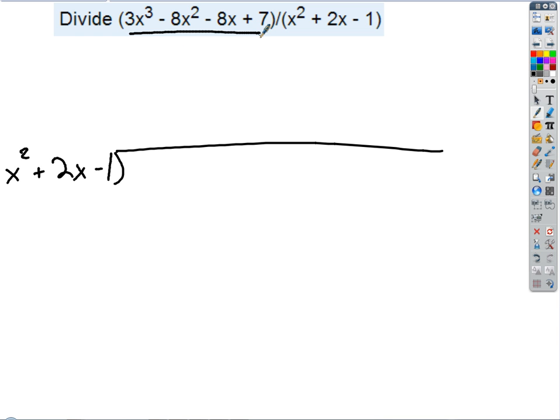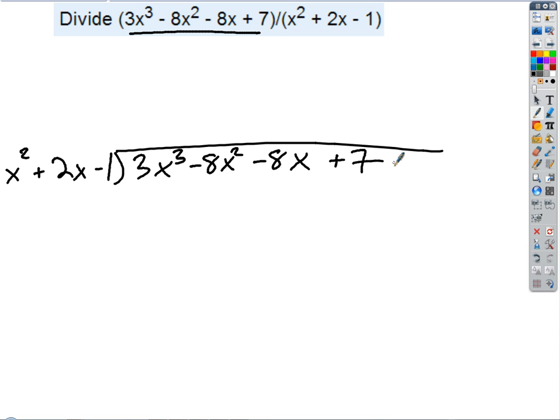Okay, so we don't have any missing terms, but if we did, remember I have to have a column for each power of x. That's essential. If you don't do that, you're guaranteed to get this wrong. So 3x cubed minus 8x squared minus 8x plus 7.